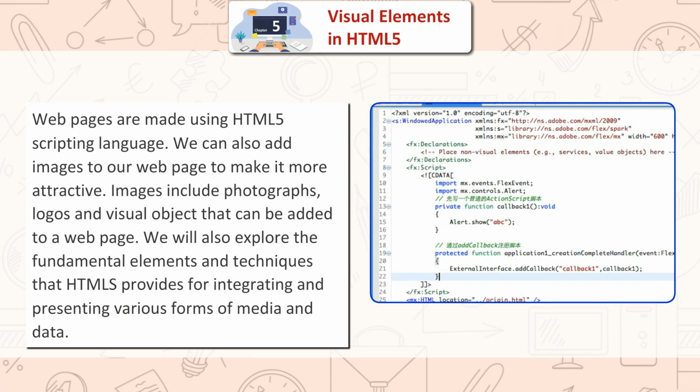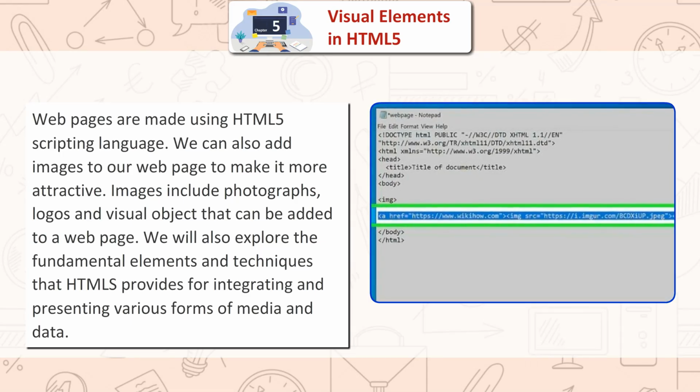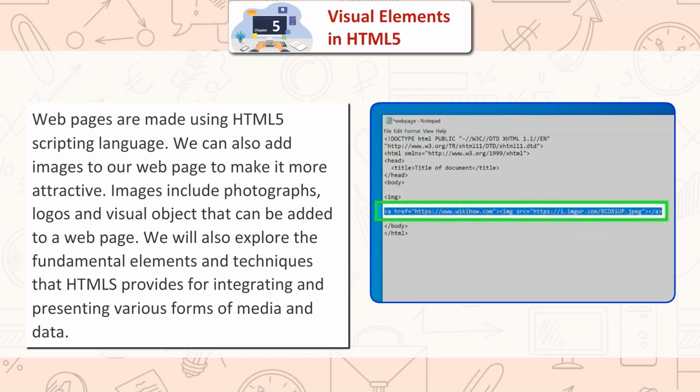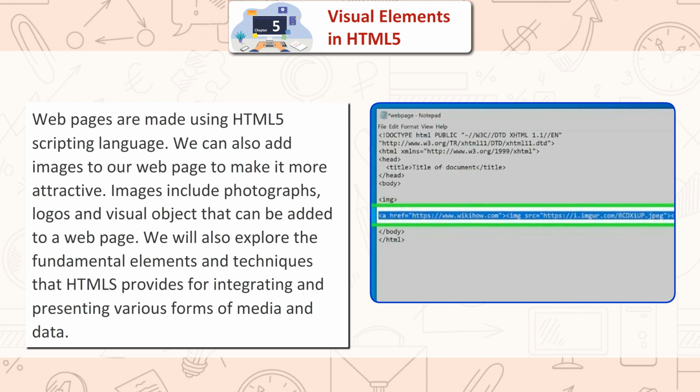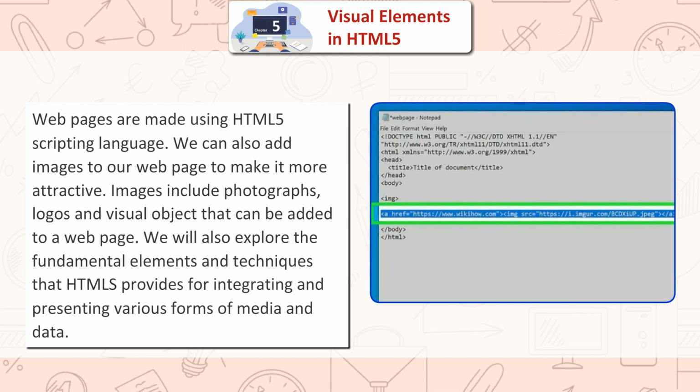Web pages are made using HTML5 scripting language. We can also add images to our web page to make it more attractive. Images include photographs, logos, and visual objects that can be added to a web page.